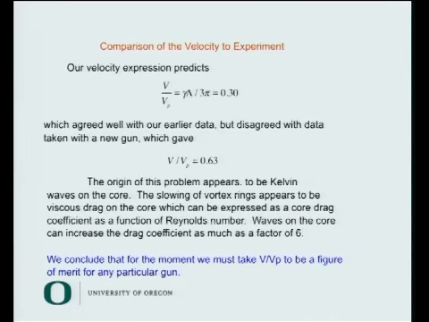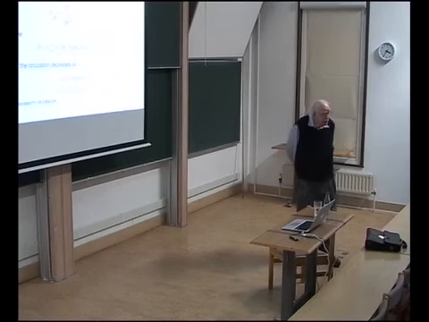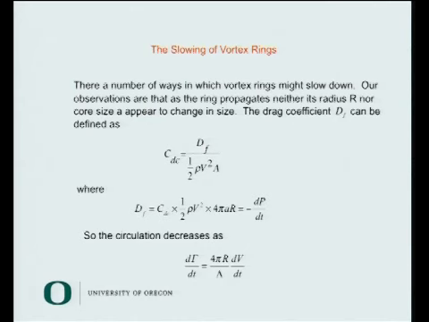So anyhow, the only thing I can say right now is that V upon VP has to be just a figure of merit for the gun. There's no way I can do any better than this. I can't make a perfect gun because there's always going to be some disturbance on the core. So I think what you have to do is build a gun and calibrate the thing and go from there.